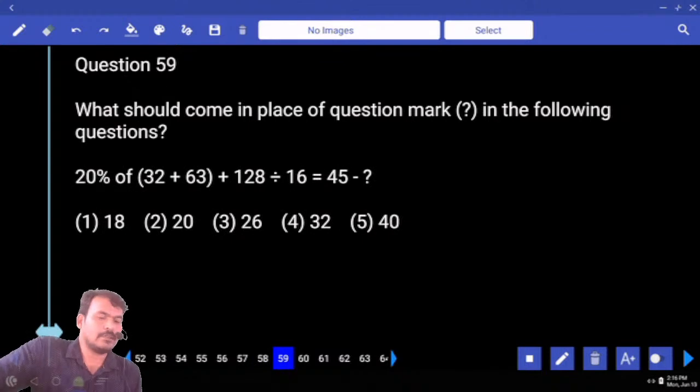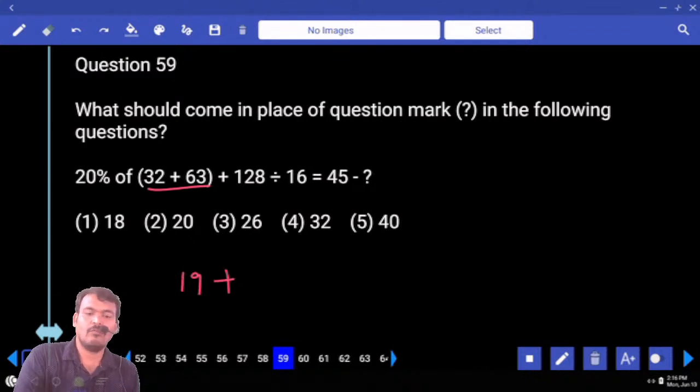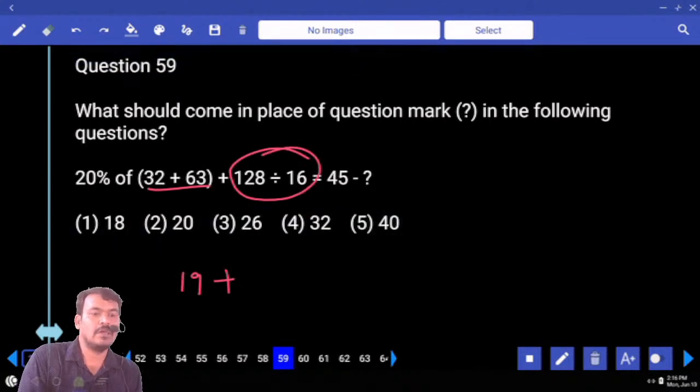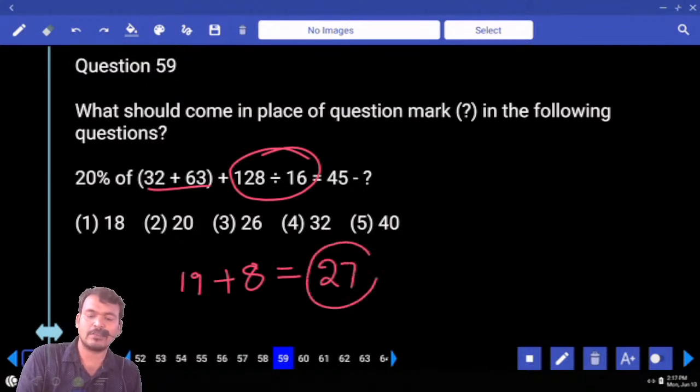Next question, number 59. First priority, 20% of 32 plus 63 or not? 32 plus 63 means 95. In that, how much percent? 20%. What is the 10%? 9.5. 20%? 19 or not? 19 plus 128 divided by 16. 8 times or 7 times? 8 times. 19 plus 8? 27. Out of 45 we are subtracting 27. What is the remaining value?